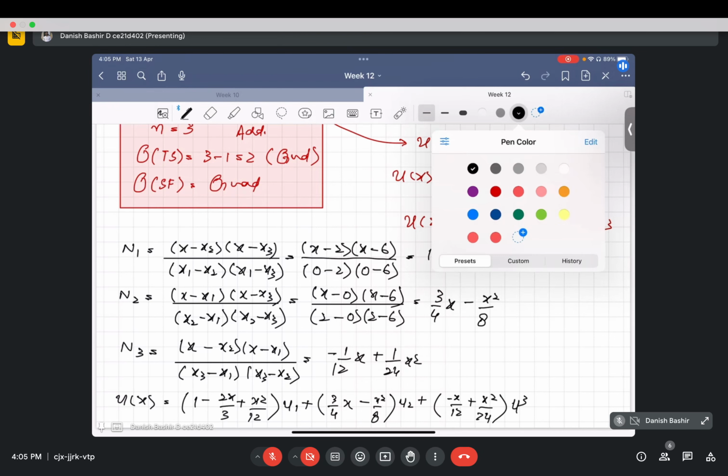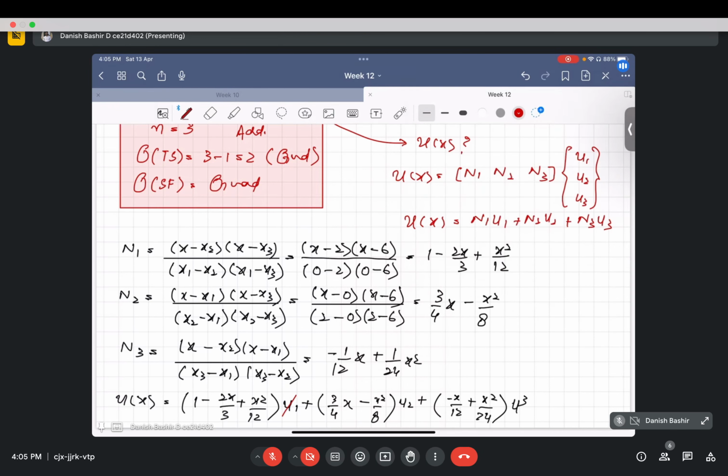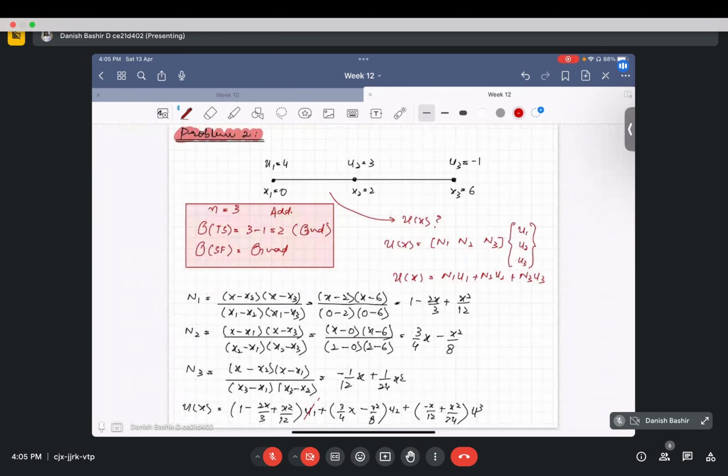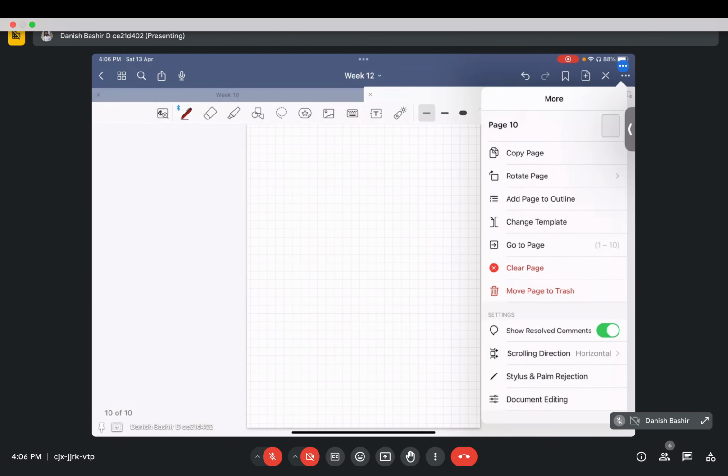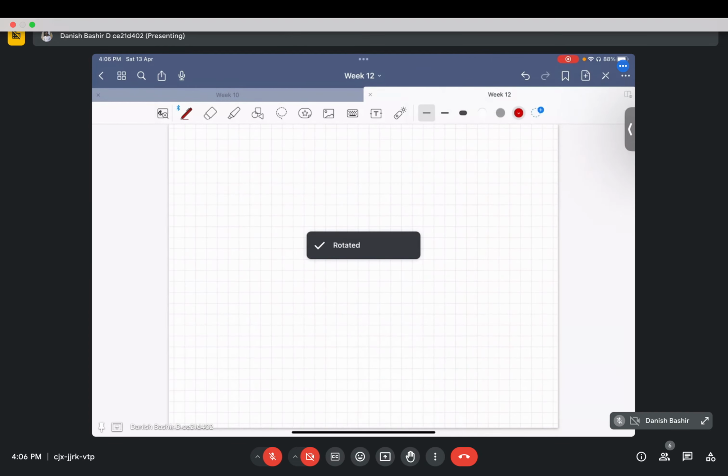u3. So the value of u1, u2, u3 you already know. What is u1 equal to? u1 is equal to 4, u2 is equal to 3, and u3 is equal to -1. When you substitute all these values, we will get u of x to be equal to 4 minus x by 3 plus x square by 12. You have to perform the algebra there. Very simple.